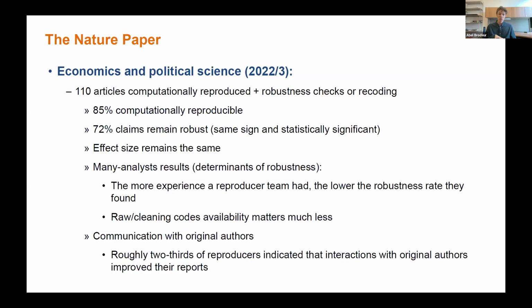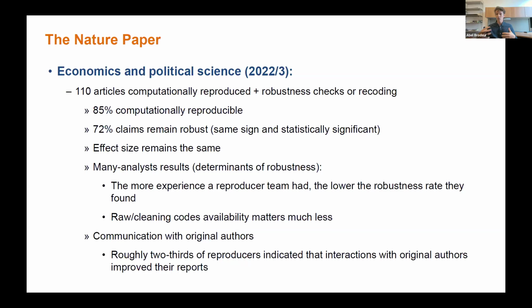Then we do many analyses trying to understand the determinants of robustness checks. I'll come back to this. The thing that seems to matter the most is the experience of the reproducer team. So if a team of reproducers is really experienced, they find that the results usually are less robust. But type of data provided, other things don't seem to matter too much for determining robustness checks.